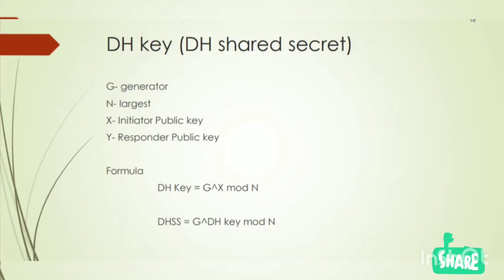To calculate the DH key, it is G power X mod N. To calculate the DH shared secret, it is G power DH key mod N. Here G is for generator, N is the largest number, X is the initiator's private value, and Y is the responder's private value.